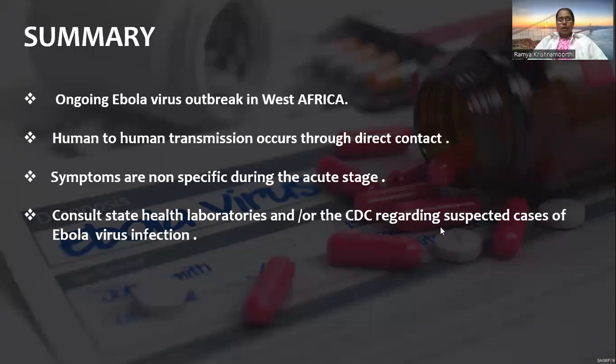Summary. As many of us are aware, the Ebola virus outbreak remains ongoing in West Africa, and human-to-human transmission occurs through direct contact with body fluids from infected individuals. Symptoms of infection are largely non-specific early on, and many patients often develop severe hemorrhagic disease, which has a high fatality rate. Regarding diagnosis of Ebola virus infection, it is important to contact your state health laboratories and the CDC for the most up-to-date recommendations. And finally, care of patients with Ebola virus is largely supportive, though new treatments are being evaluated during the current outbreak with promising results.